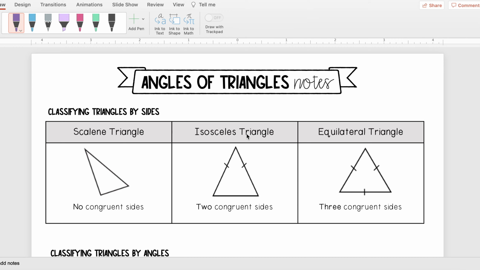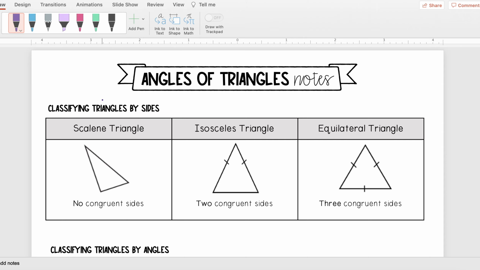Hello everyone. Today we'll be getting into our new unit on congruent triangles, and our first lesson will be over angles of triangles. So for this first video, we're going to be talking about classifying triangles. A lot of this should be familiar from your previous math classes, so this will just be a quick overview of the different types of triangles that we have.